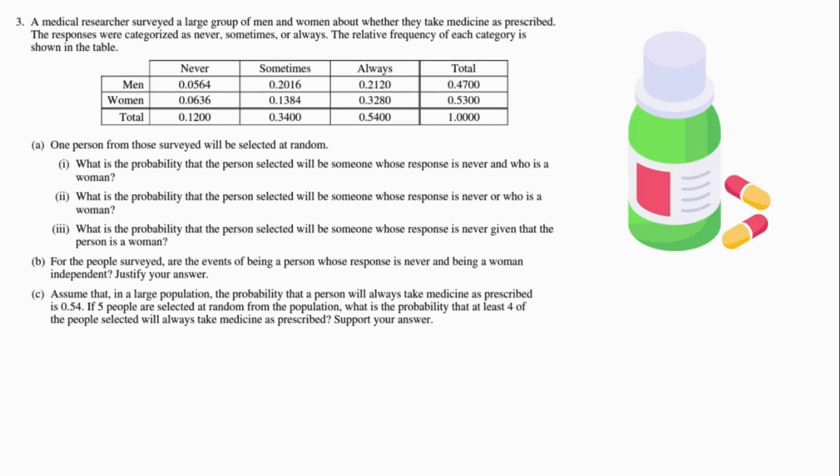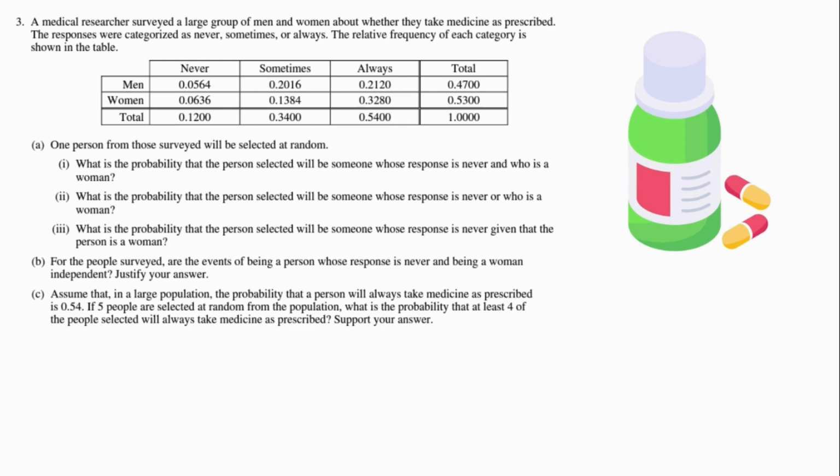Okay, let's look at number 3. A medical researcher surveyed a large group of men and women about whether they take their medicine as prescribed. The responses were categorized as never, sometimes, or always. The relative frequency of each category is shown in the table, and I am not going to bore you to tears by reading all those values.